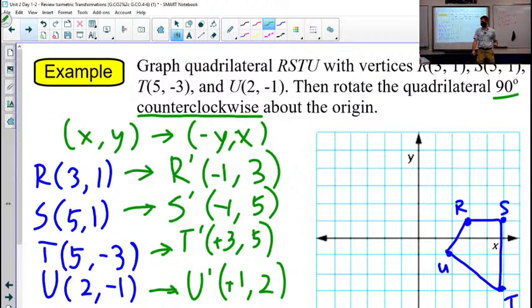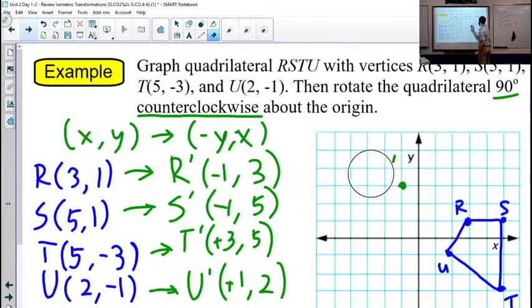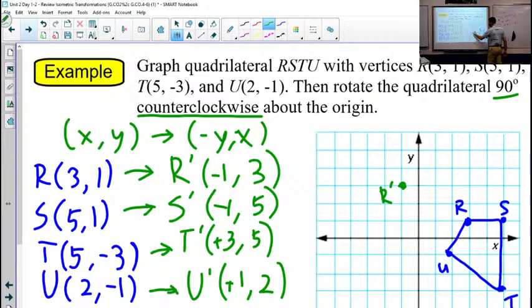So let's put all those points on the graph. Negative 1 up to 1, 2, 3. This is r prime. Negative 1, and then up to 5 this time for the y coordinate. S prime. Negative 1, 5. T prime is 3, 5, and then U prime is going to be 1, 2.